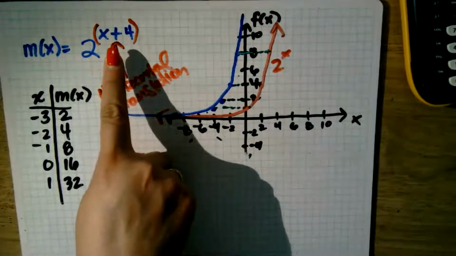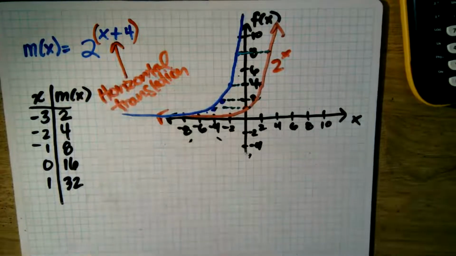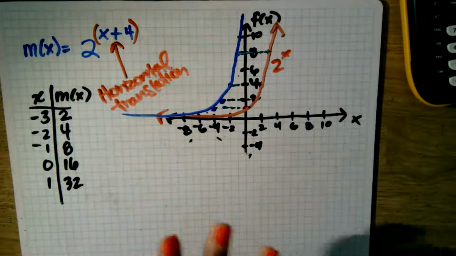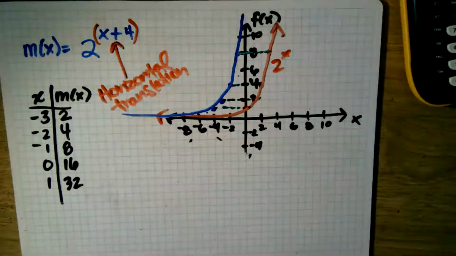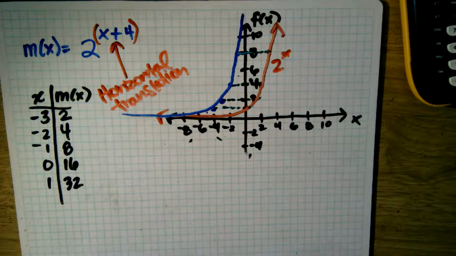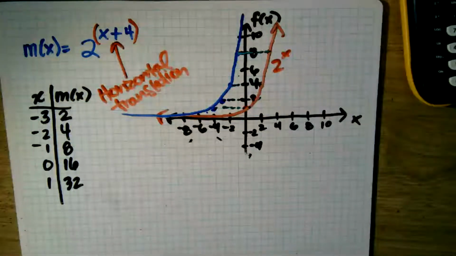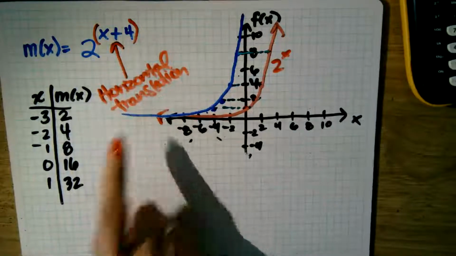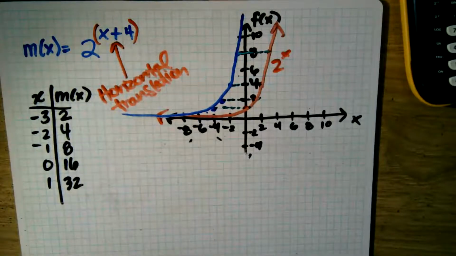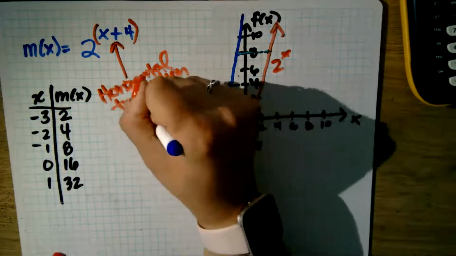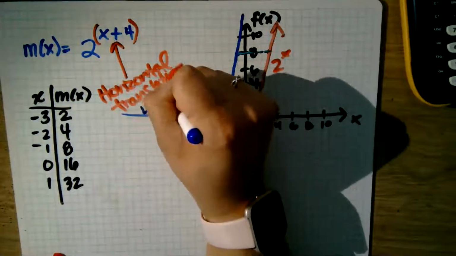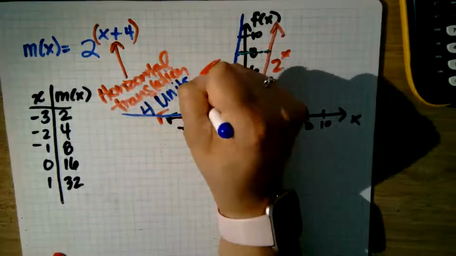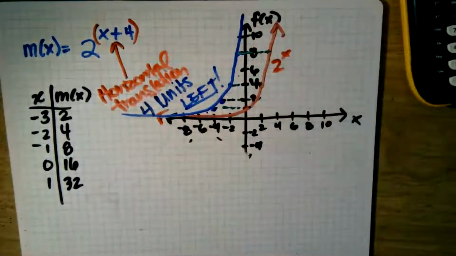But wait, it says plus. Most important thing here is that horizontal translation will always be the opposite of what the equation tells you. Write that down. Again, horizontal translation is always opposite of what the equation tells you. My equation is telling me plus, so that really means horizontal translation 4 units left, because it's always opposite. 4 units left. Okay? Bam.